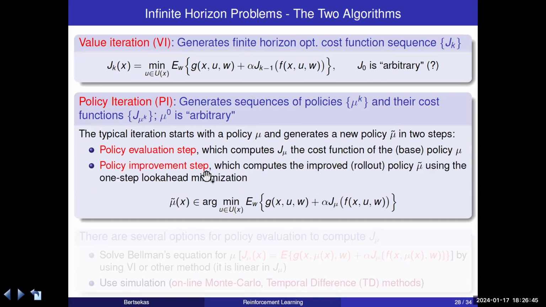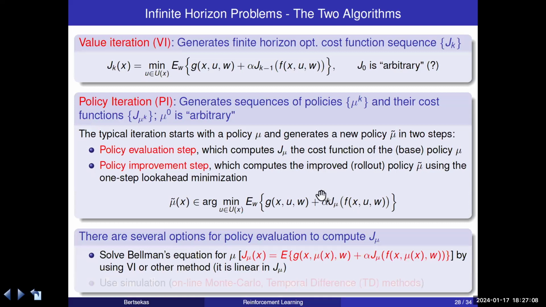And then the new policy is obtained by policy improvement, which computes the improved policy, a rollout policy, so to speak, by using the 1-step look-ahead minimization. So start with mu0, evaluate it, improve it to get mu1, evaluate mu1, improve it, and so on. And we keep going.